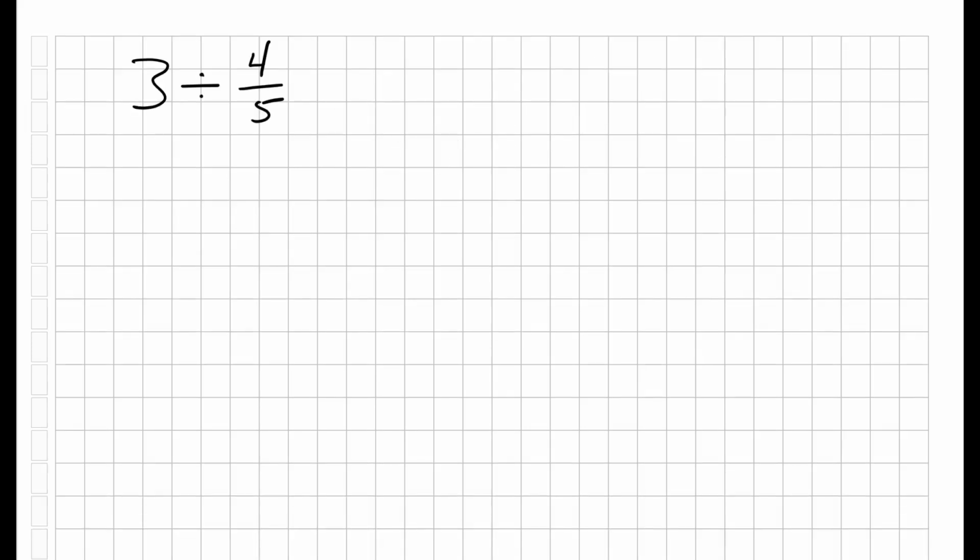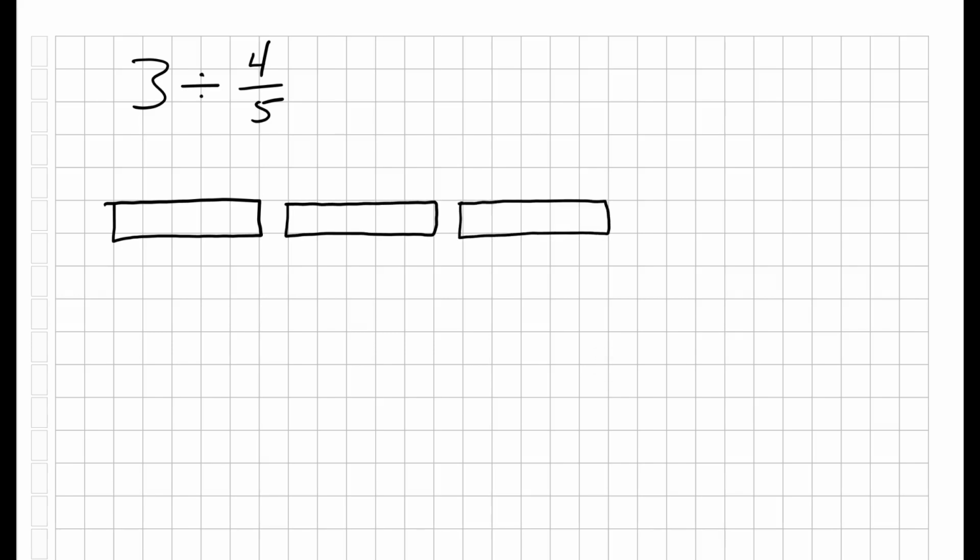Okay, so 3 divided by 4/5, I'm going to need 3 blocks to represent my 3 wholes, but notice I want to be able to divide my boxes into fifths. So let's draw our boxes like this. 1, 2, 3, 4, 5. All right, so I need 3 of these blocks that I can divide up into fifths. Okay, so there's my 3 divided by 4/5. And now my 4/5 are represented here by these 4 boxes here.